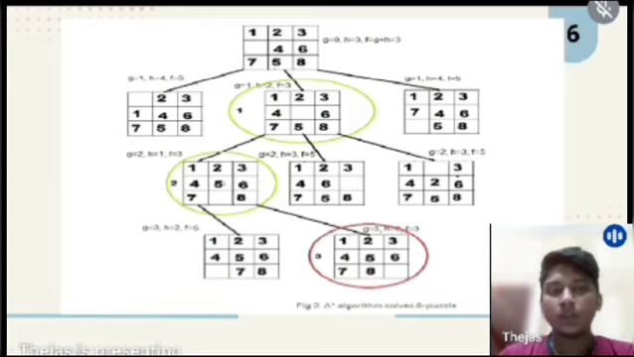Considering the minimum node here, the first node is the minimum one. So we get 1, 2, 3, 4, 5, 6, 7, blank, 8 as the resulting node.